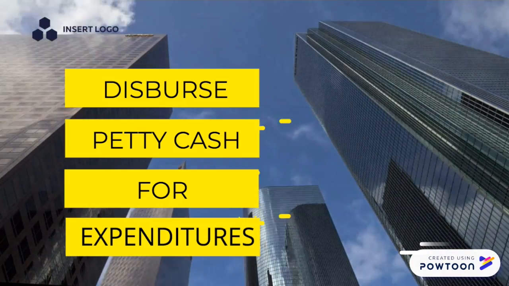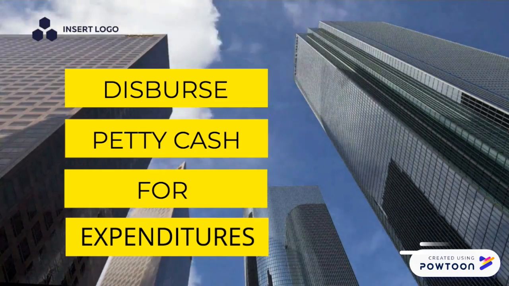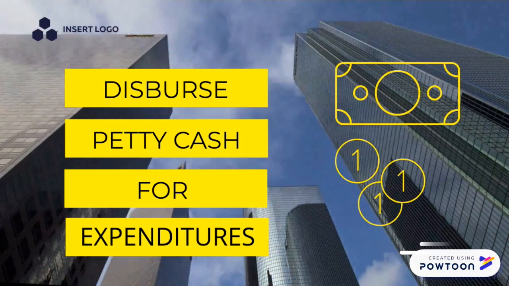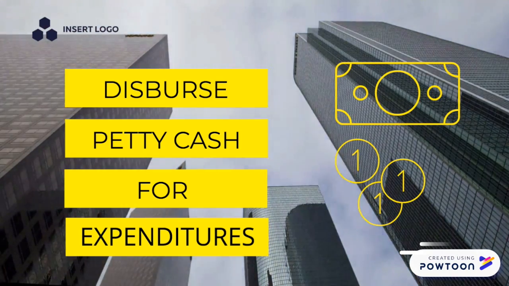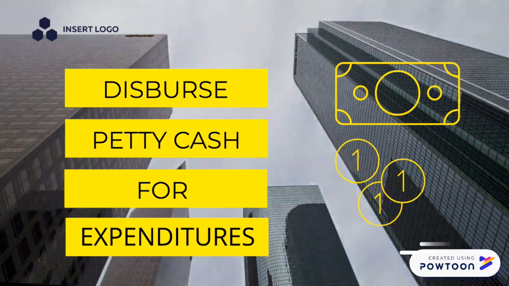Disperse petty cash for expenditures. After the fund is established, the cash is used to pay for qualifying expenditures. Payments are usually made in one of two ways. Cash can be taken from the fund to make payment, or employees can seek reimbursement from the fund for payments they have already made. Journal entries are recorded only when the fund is replenished.